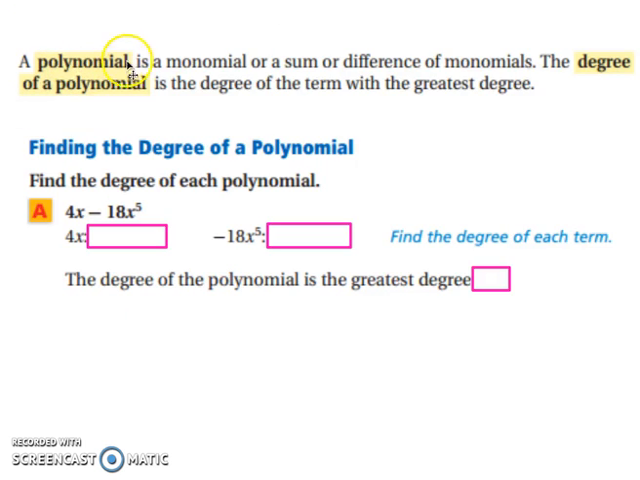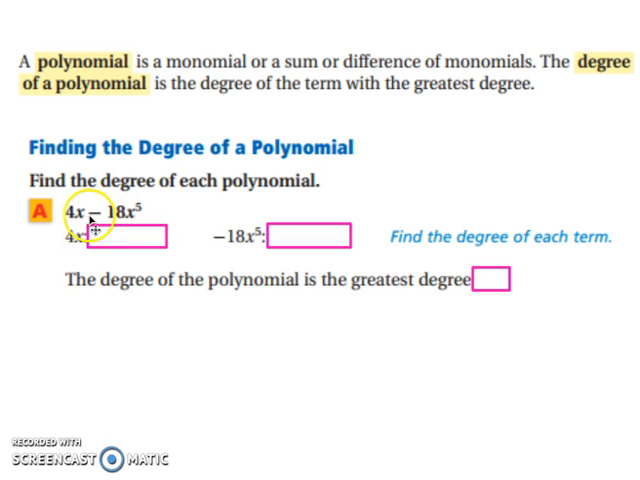A polynomial is a monomial or sum or difference of monomials. So now you're starting to add or subtract these terms here. The degree of a polynomial is a little different than the degree of a monomial. The degree of a polynomial is the degree of the term with the greatest degree. So you're not going to have two different degrees, and you're not just going to take the smallest, you're going to always take the largest. This way, everybody always has the same result.